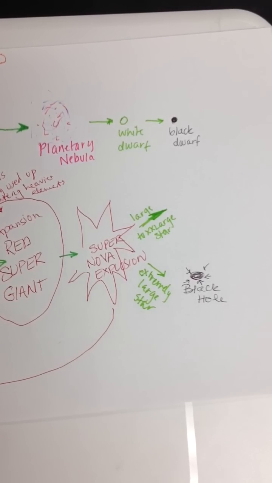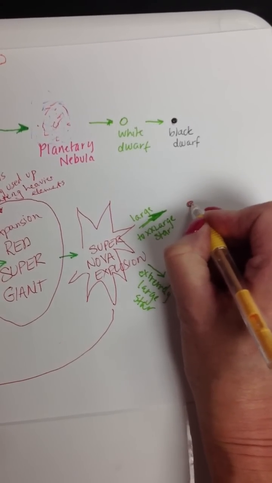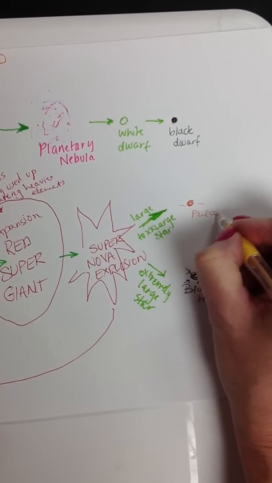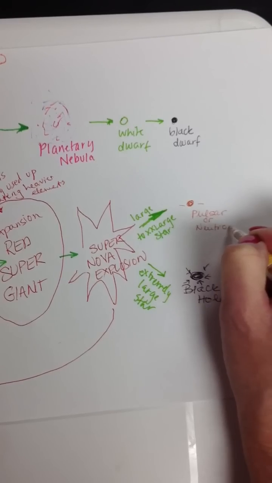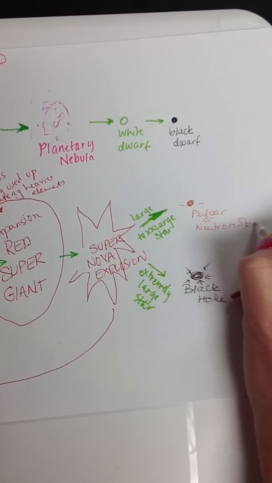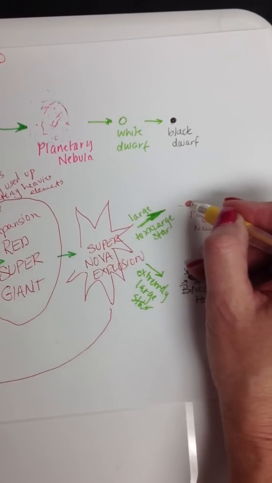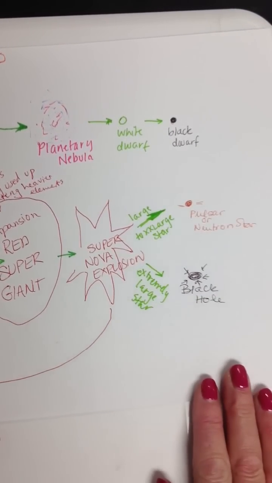And if you were a large to extremely large star, you're going to become what is known as a pulsar or neutron star. A pulsar, pretty much like it sounds, flashes light on and off as it dies out.